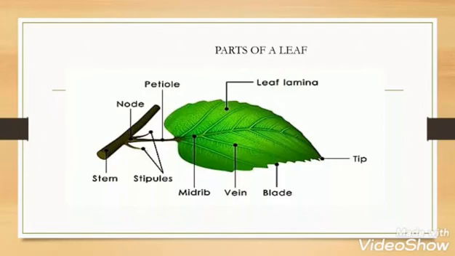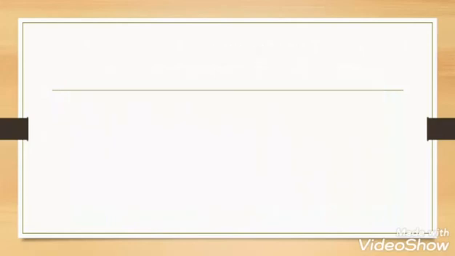The parts of a leaf are the following: the leaf lamina, the petiole or the leaf stalk, the node, stem, stipules, midrib, vein, blade, and the tip. What are the functions of these parts of the leaf?